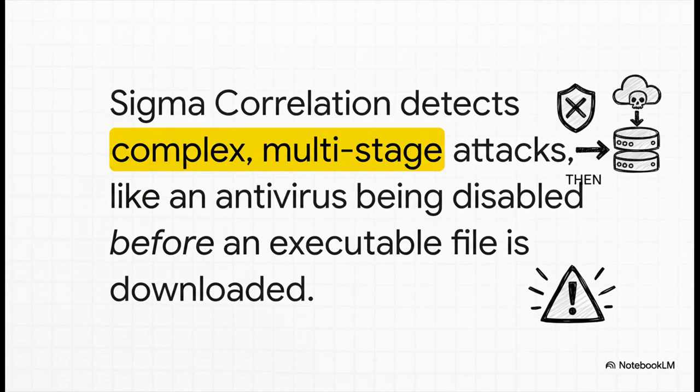And it can get way more sophisticated than just login attempts. With something called Sigma correlation, you can actually chain different events together into a narrative. You can write a rule that says, don't just alert me if antivirus is disabled. Alert me only if antivirus is disabled, and then, within 5 minutes, a suspicious file is downloaded from the internet. This is an absolute game changer because now you're not hunting for single events. You're hunting for the complex multi-step tactics that real attackers use.